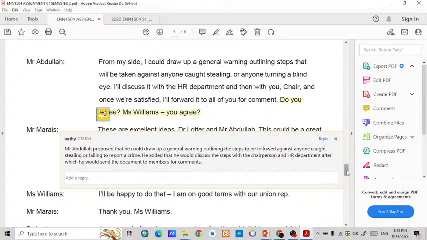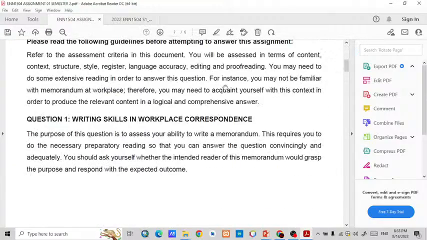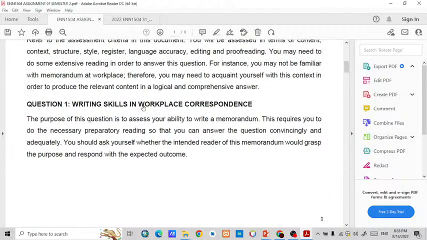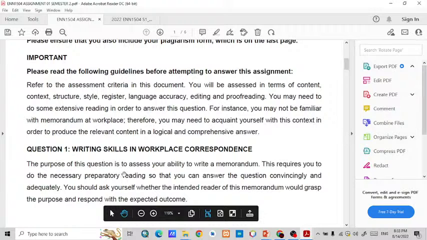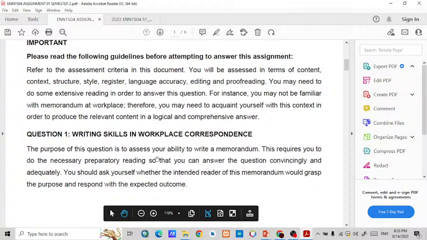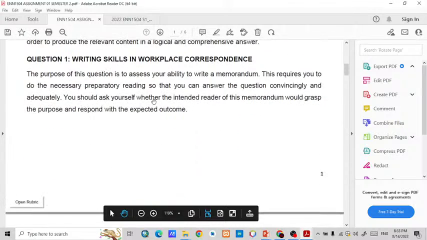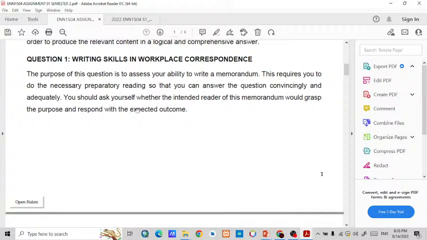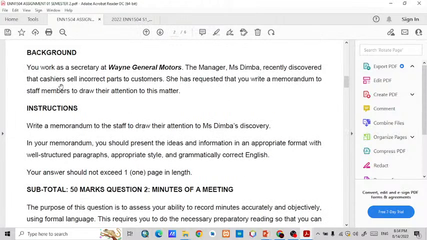Okay, so yeah, this is the question paper, question 1. Let's analyze the question so that we are clear. Question 1. The purpose of this question is to assess your ability to write a memorandum. This requires you to do the necessary preparatory reading so that you can answer the question convincingly and adequately. You should ask yourself whether the intended reader of this memorandum will grasp the purpose and respond with the expected outcome. Okay, so you work as a secretary.